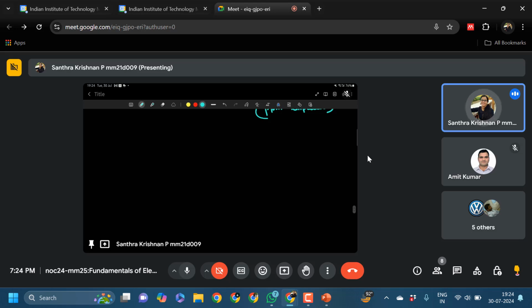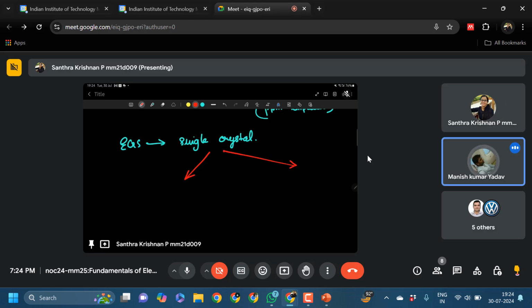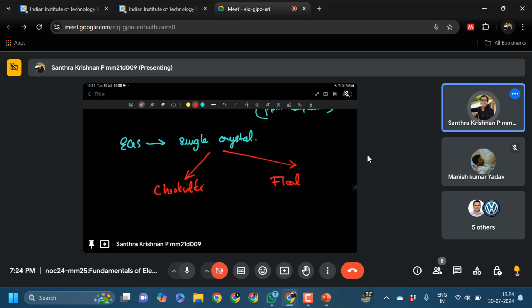Then this EGS has to be converted into single crystal. To convert them into single crystal, we use two processes. Can you tell me what the two processes for converting them are? Czochralski and float zone. Yeah. One is Czochralski and the other one is float zone.